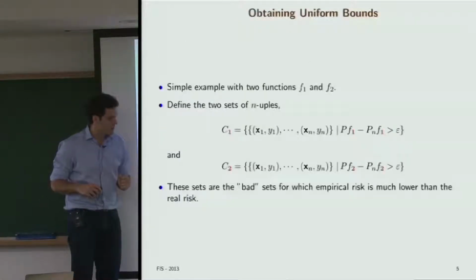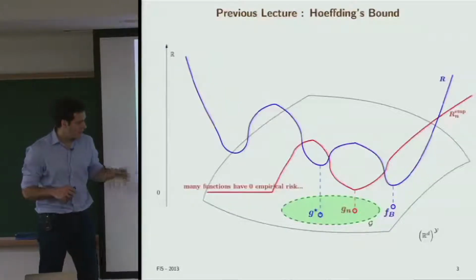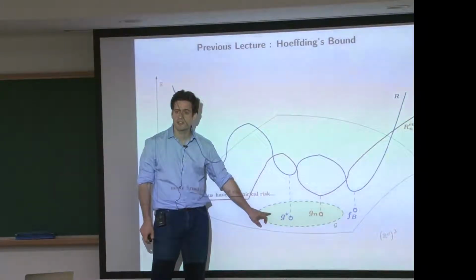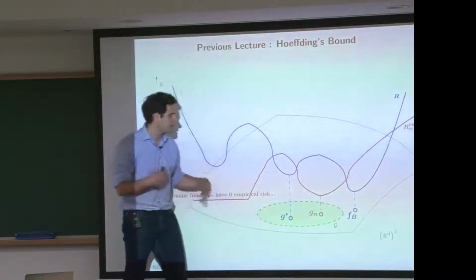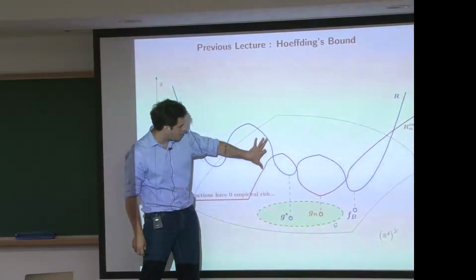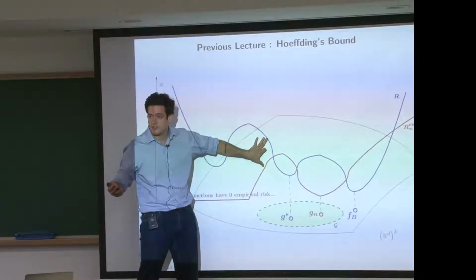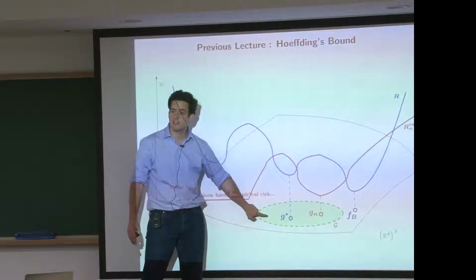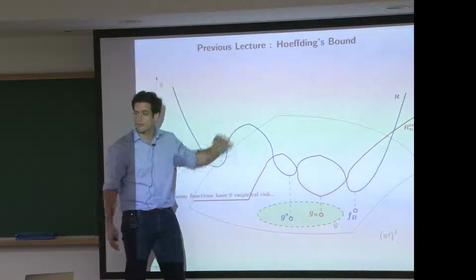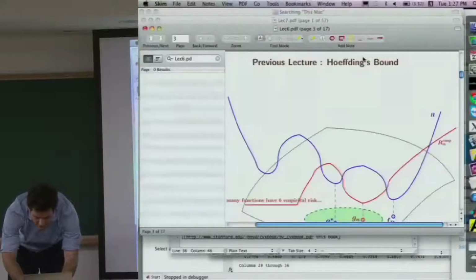Remember what is the problem of Hoeffding's bound? Hoeffding's bound, for a given function, if I just fix a function here and start drawing samples randomly, tells me that the gap between the empirical error and the true error will be quite small, especially if n increases. So for a fixed function that I take here, I have red curves which are random, which move around. If you remember, this was the idea of this slide here.